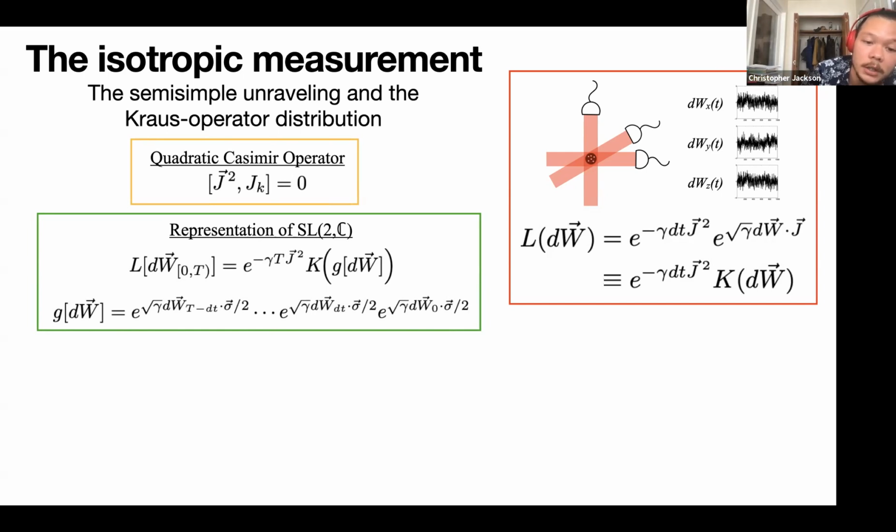So this is a function of the measurement record. This is part of what makes a measurement like this cheap: you don't have to multiply these arbitrarily large matrices. You're just multiplying 2 by 2, no matter how big the spin is.